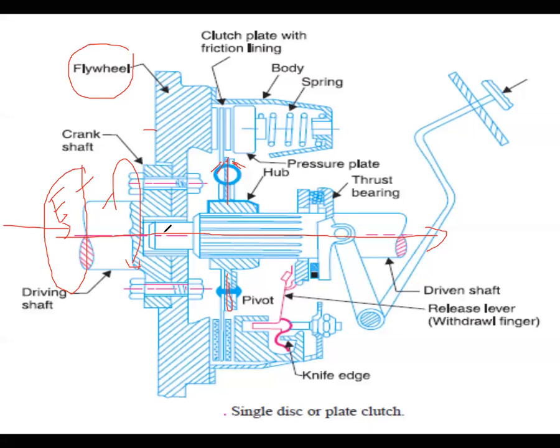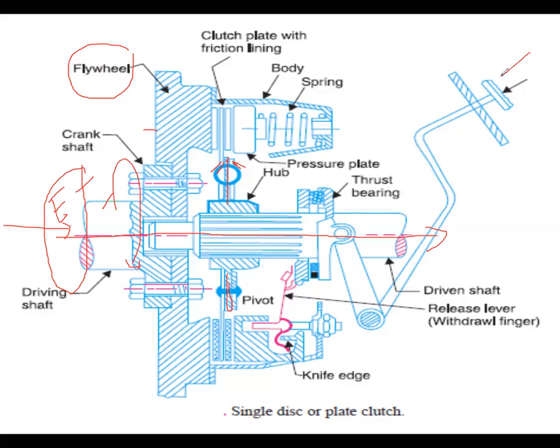So the hub is mounted directly to the flywheel. On the hub there is a plate. The plate is connected with springs on both ends. You can see this is the knife edge spring. These are the springs connected. And at the end of the hub, there is a lever, the pedal lever. So I'll tell you the simple working principle.